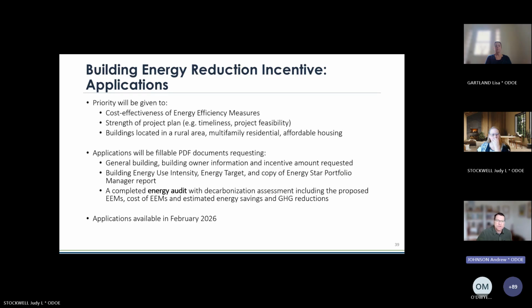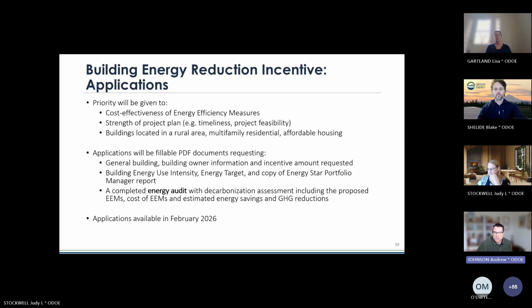And applications will be a fillable PDF, similar to ECAP, with general building and building owner information. The difference here is that each application must submit an energy audit, and applications will be available very soon. We plan to launch the Berry program in early February.